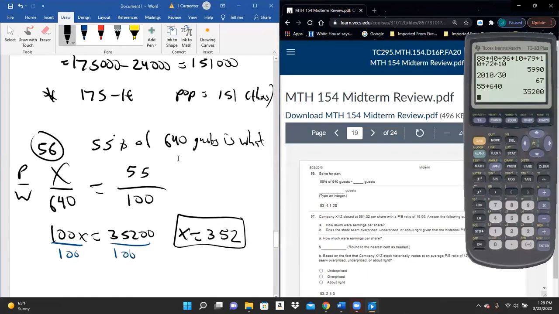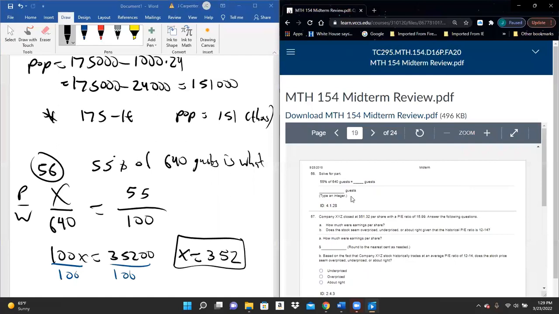And that makes sense, because if we want 55% of a population, that should be about half of the population, and 352 is in the ballpark of half. So it's a pretty good sign.